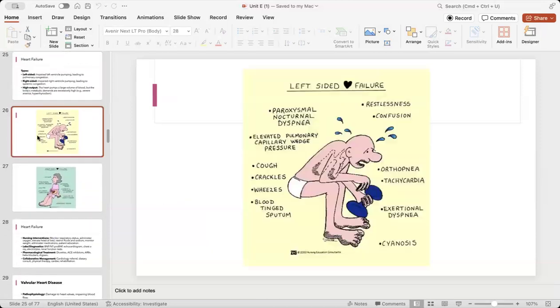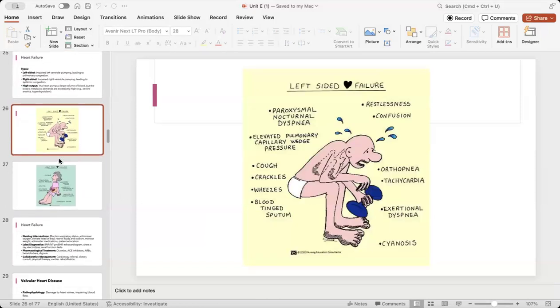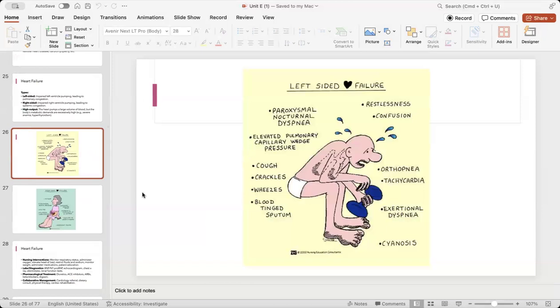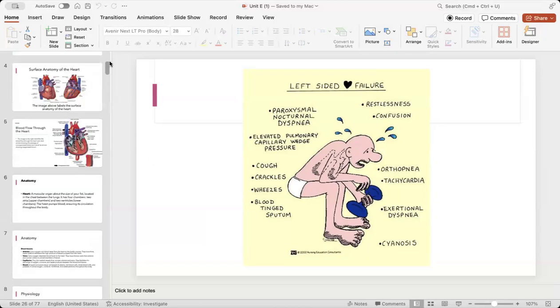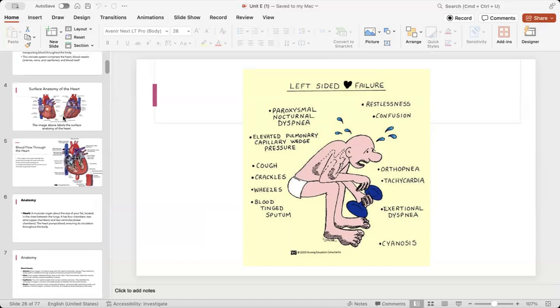I put this in here because I wanted you guys to see a true breakdown of what these patients look like. And this is really what they look like in real life most of the time. So if we go back to the function of our heart, I'm going to pull up my nice anatomy up here.